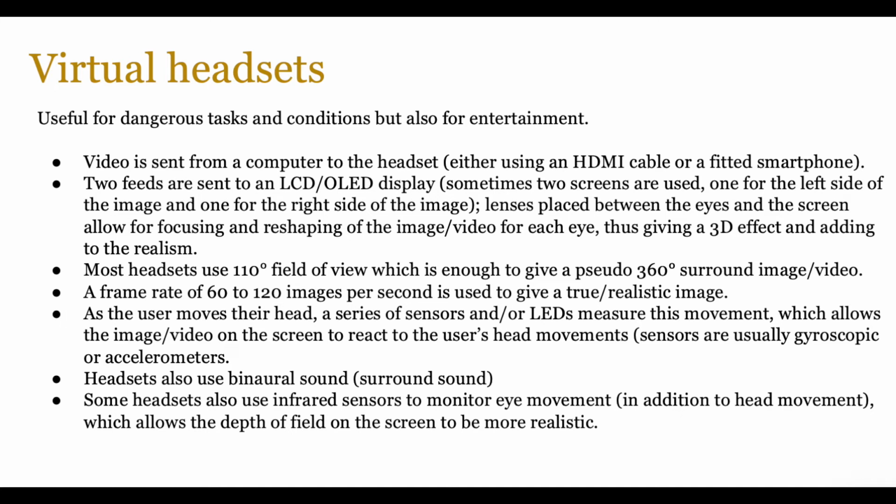The headsets also use surround sound, binaural audio, and some headsets also use infrared sensors to monitor eye movement in addition to your head movement, which allows the depth of field on the screen to be a bit more realistic. Now, these types of headsets come in all sorts of different varieties. You can have the very expensive two-screen built-in, powered by a computer, which uses either an HDMI cable, or modern ones use wireless technology as well, or you can have the cheap ones which are basic plastic headsets where you have to fit your own smartphone and they use the smartphone technology to power them.